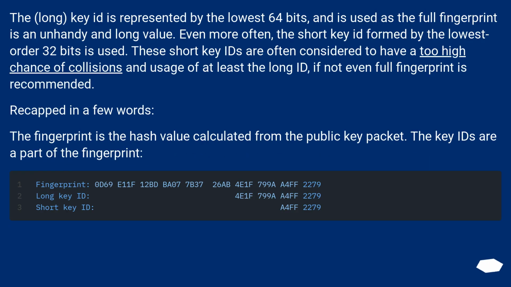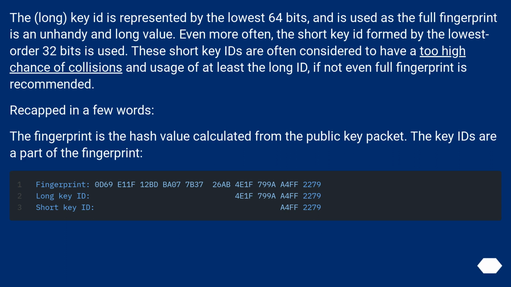The long key ID is represented by the lowest 64 bits, and is used as the full fingerprint is an unhandy and long value. Even more often, the short key ID formed by the lowest order 32 bits is used. These short key IDs are often considered to have too high a chance of collisions, and usage of at least the long ID, if not even the full fingerprint, is recommended.